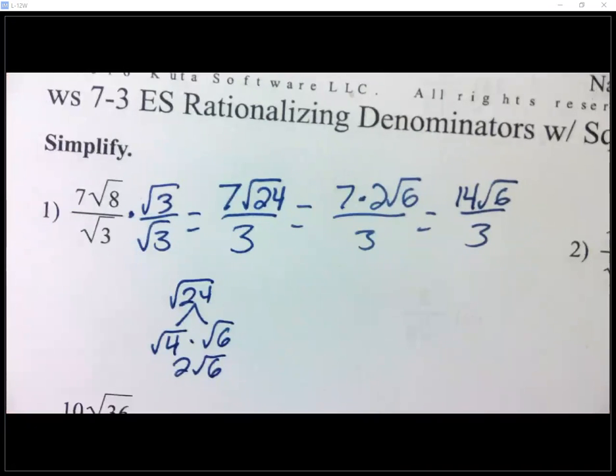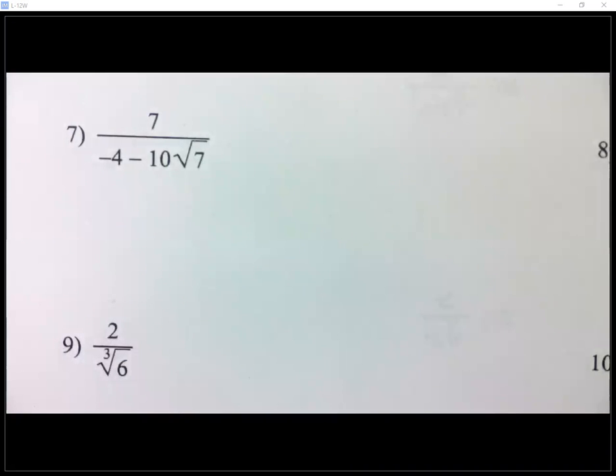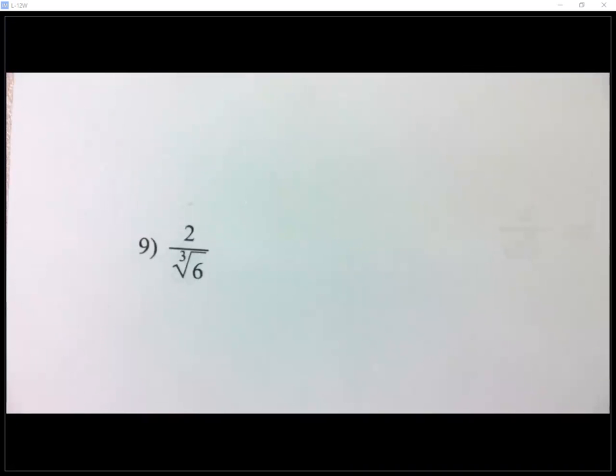The goal is the same when I have cube roots or fourth roots or fifth roots. So I actually want to jump all the way down to number 9, because 1 through 8 is just square root stuff that we've already done. So looking at number 9. Now, normally, if that was a square root, I would just multiply by square root of 6 over square root of 6. But it's not a square root, it's a cube root.